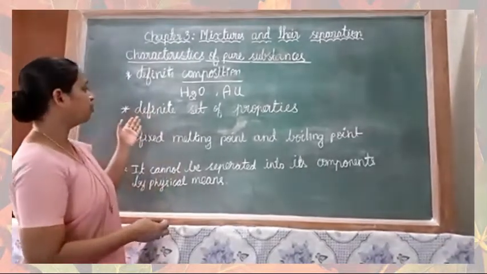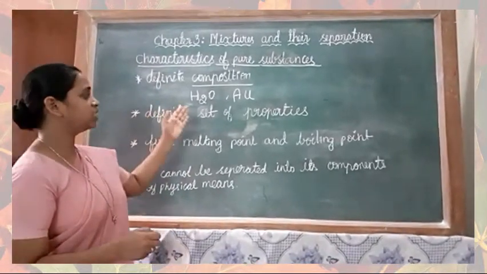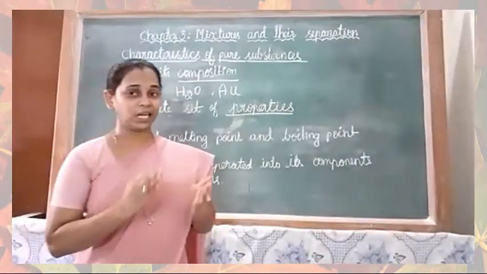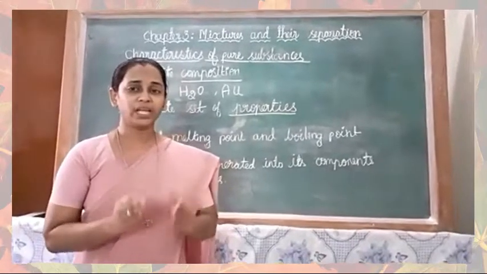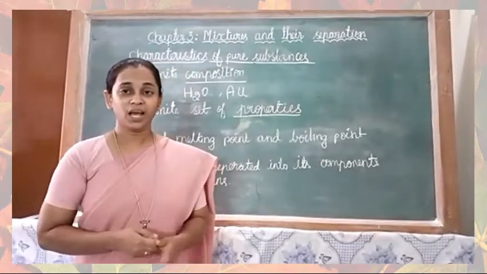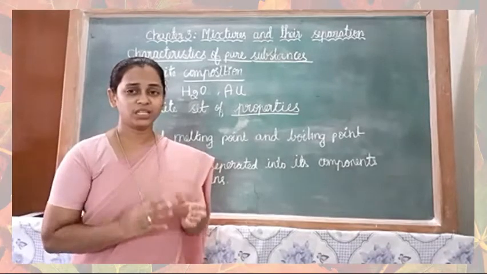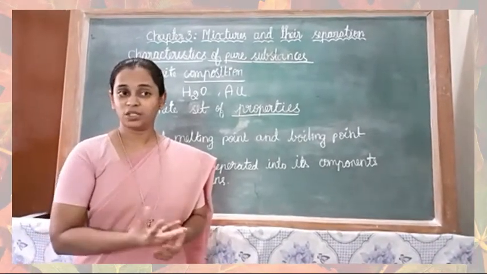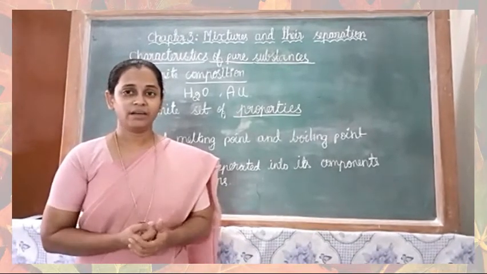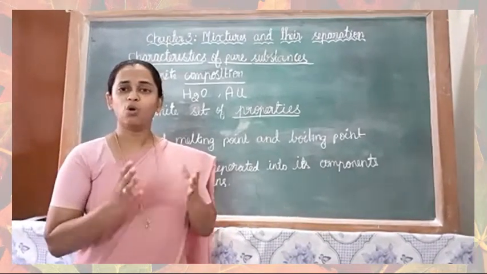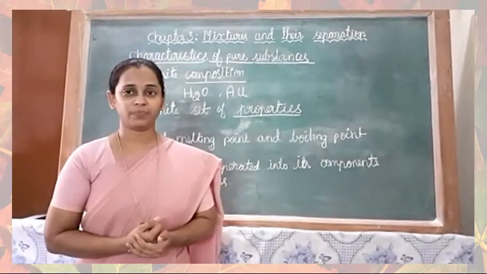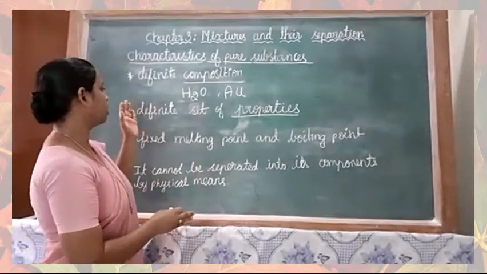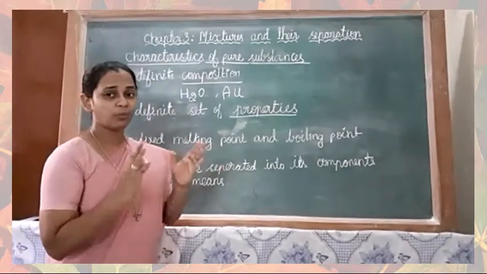Next, a pure substance has definite set of properties. For example, take a piece of gold and break it into several pieces. Every piece contains the same properties of gold. Similarly, take a drop of water from a glass. That drop of water shows all the properties of water. It clearly shows that the pure substances have definite set of properties.